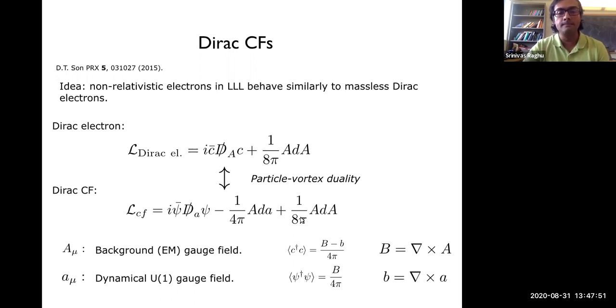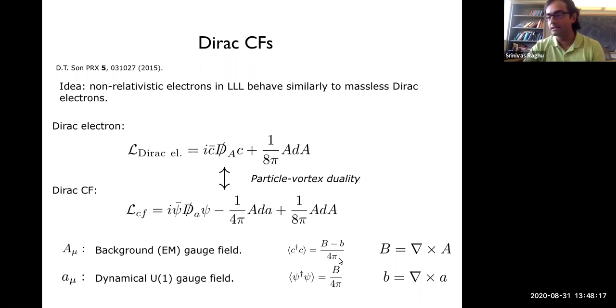So if you differentiate this Lagrangian with respect to background fields, you'll get the density of electrons, the Dirac electrons, and they're related to the dynamical flux, little b. And furthermore, if you look at the equation of motion of the time component of little a, that will tell you how to relate the Dirac composite fermion density in terms of the external magnetic field.